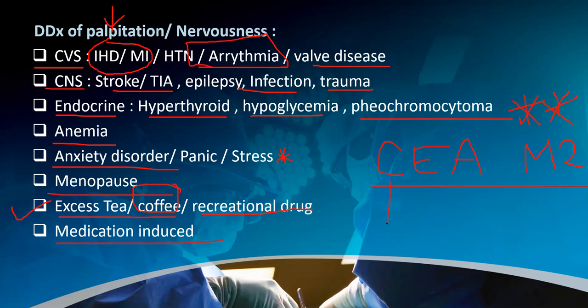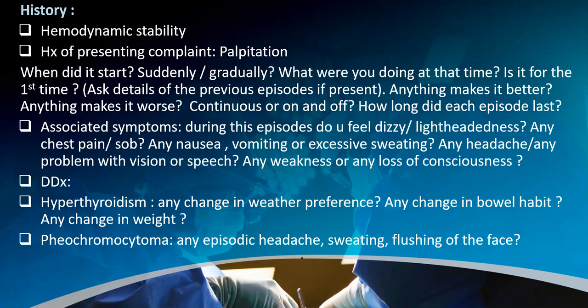So for C, we have CVS, CNS. For E, we have endocrine and excess tea, coffee. For A, we have anemia, anxiety. You can also keep alcohol. Then M2, medication and menopause. Okay, so this is how you should remember.